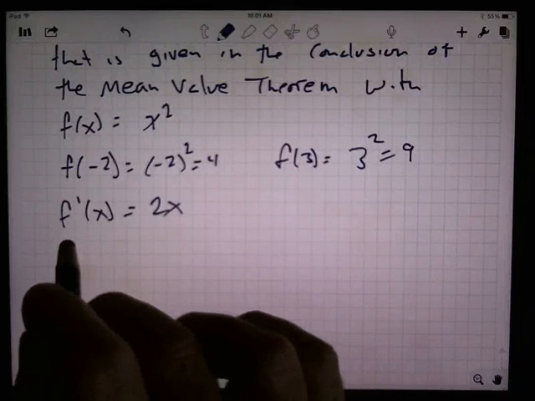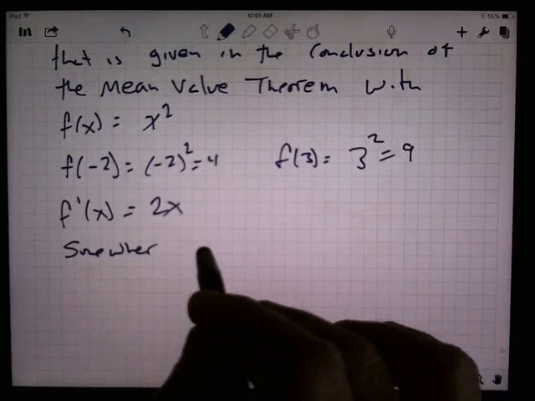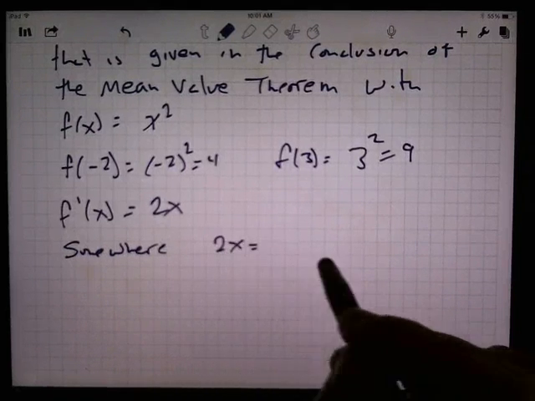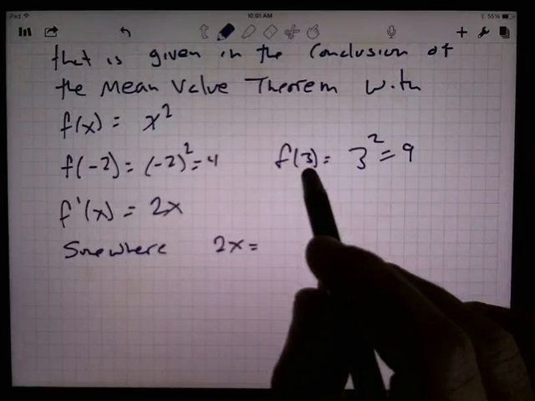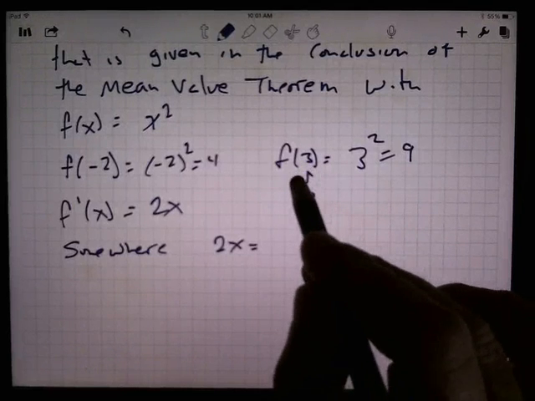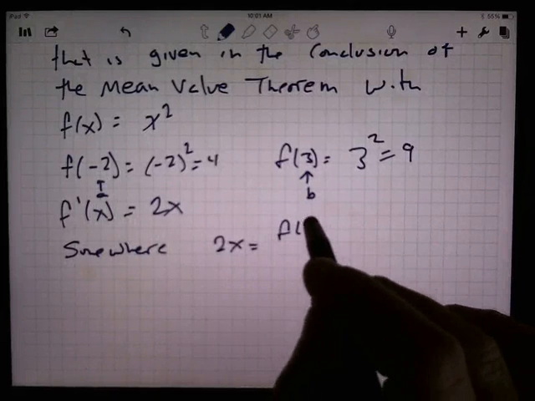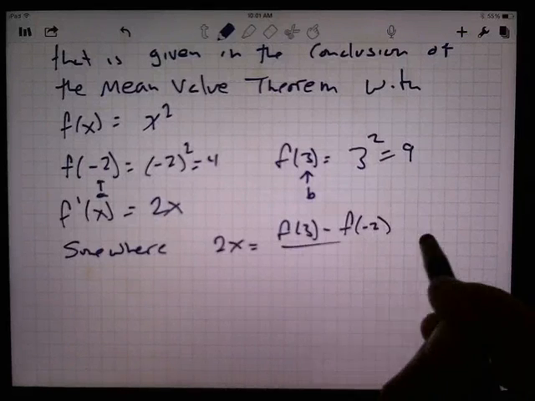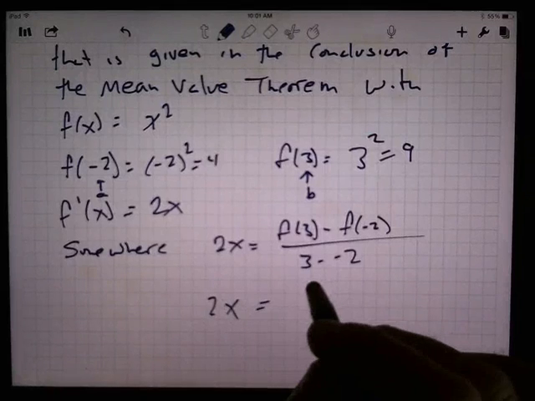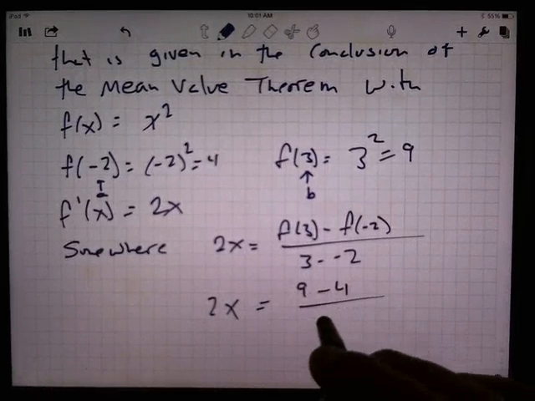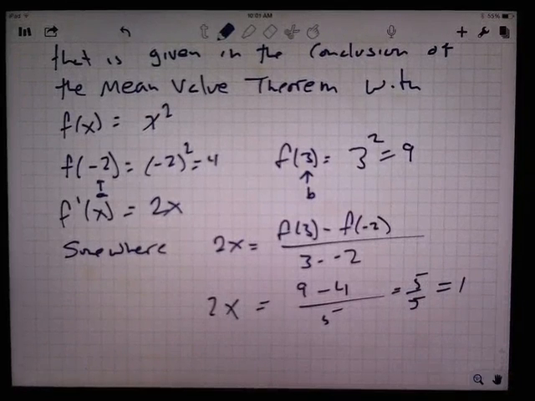The mean value theorem is saying that somewhere the derivative 2x is equal to the average slope, and the average slope is f of 3, where 3 is playing the role of b, right, and -2 is playing the role of a. So this is f of 3 minus f of -2 all over 3 minus -2. So I'm saying somewhere 2x is equal to 9 minus 4 over 5, which is 5 over 5, which happens to be 1.